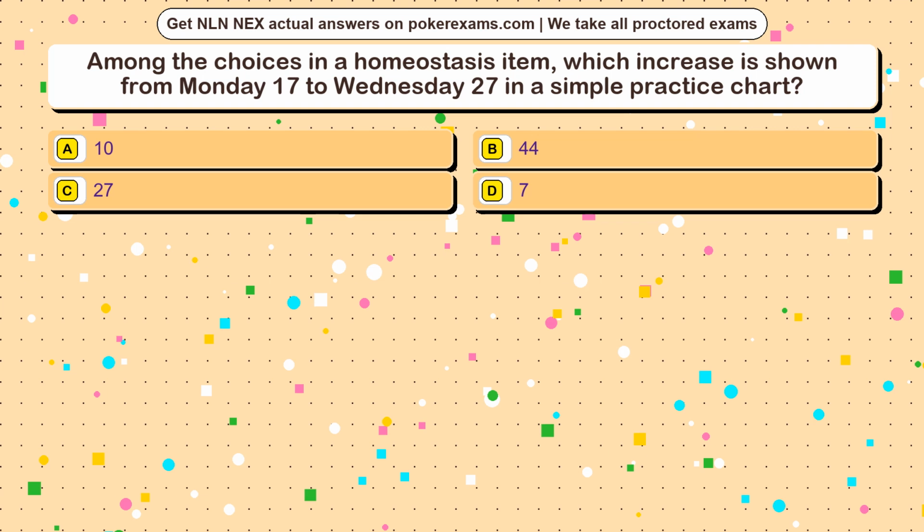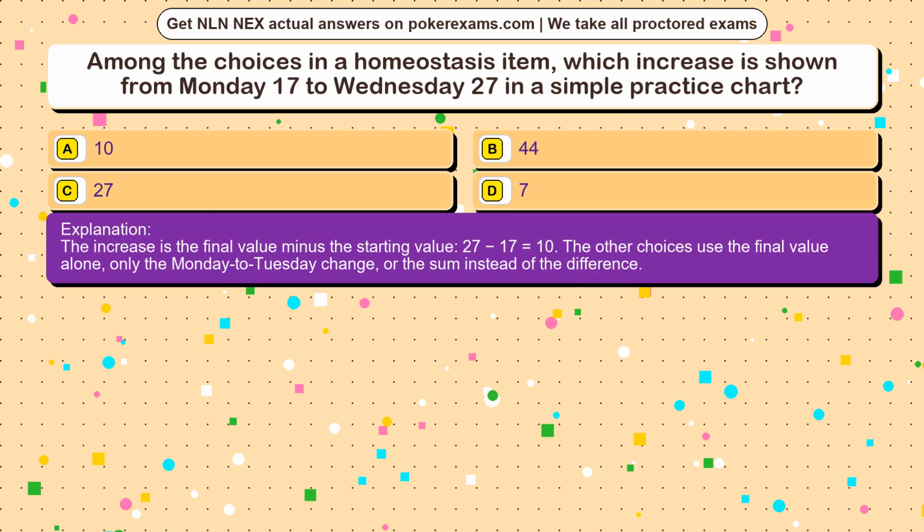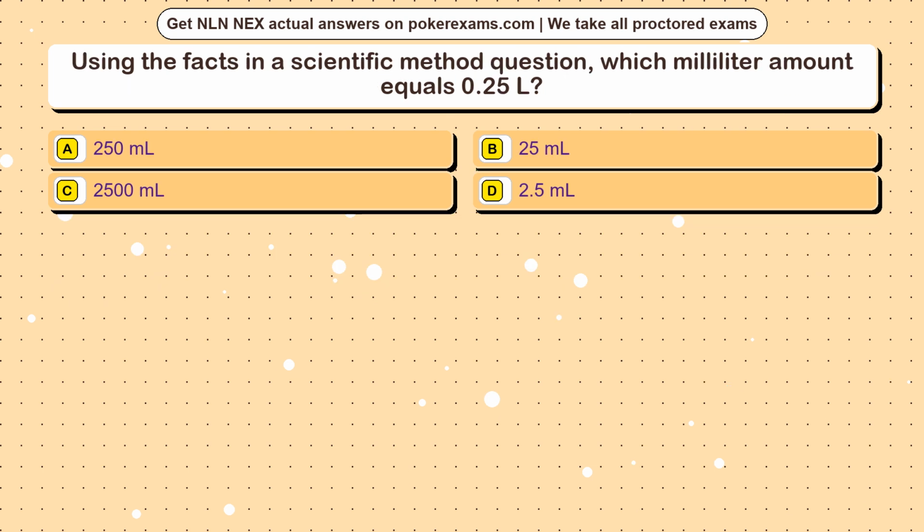The correct answer is option. The increase is the final value minus the starting value, 27 minus 17 equals 10. The other choices use the final value alone, only the Monday to Tuesday change, or the sum instead of the difference. Question 16. Using the facts in a scientific method question, which milliliter amount equals 0.25 L?